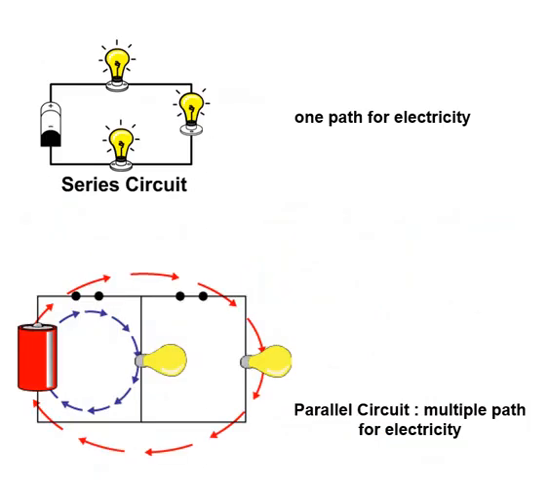In the series circuit, there is just one path of electricity, whereas the parallel circuit will have multiple paths of electricity. If any of the bulbs is removed in the series circuit, there will be no path for the flow of current, whereas if you remove any of the bulbs in the parallel circuit, the other bulb will still glow because of multiple paths of electric current.